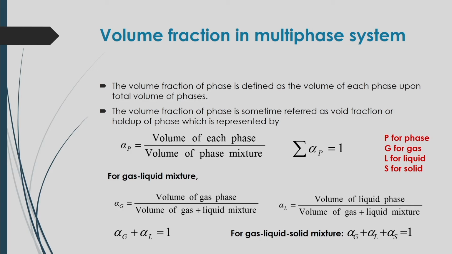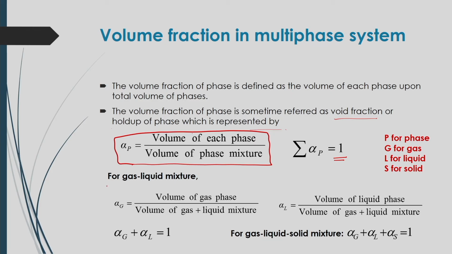This volume fraction is sometimes regarded as hold up of the phases. Here this volume fraction of phase is regarded as hold up, or sometimes it is called void fraction of that particular phase, which is represented by this equation given in the slides. And you will see that if there are 3 phases, then if you sum up all void fractions or volume fractions of individual phases, you will get 1.